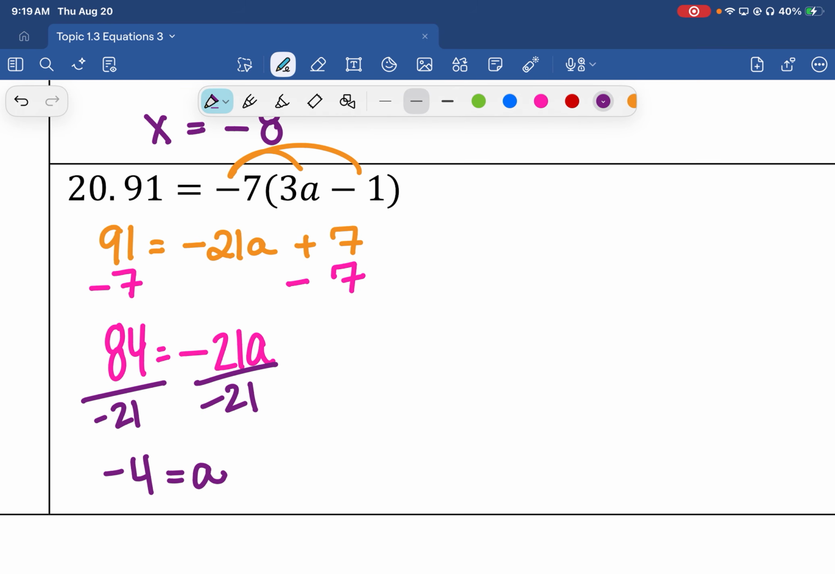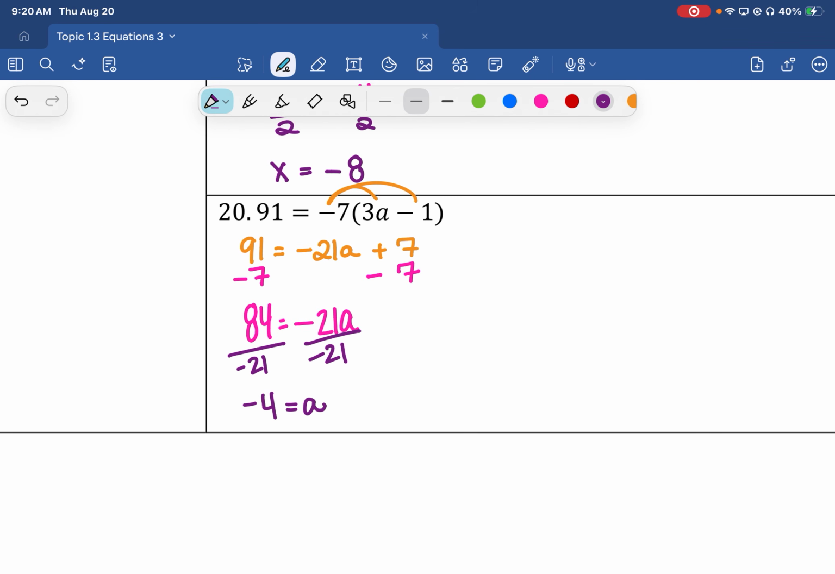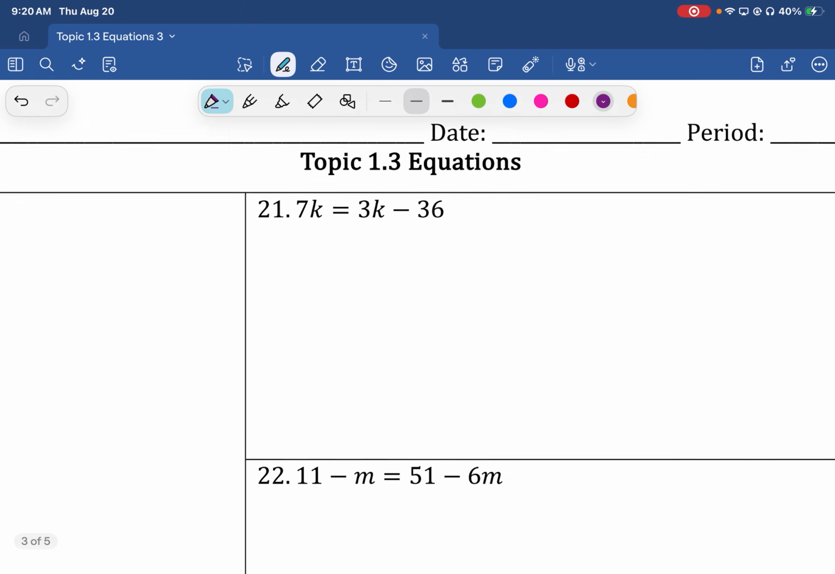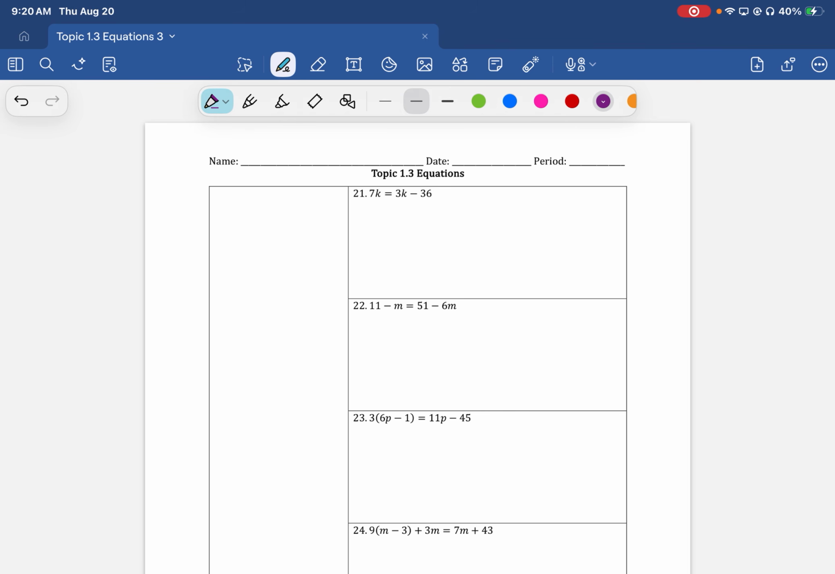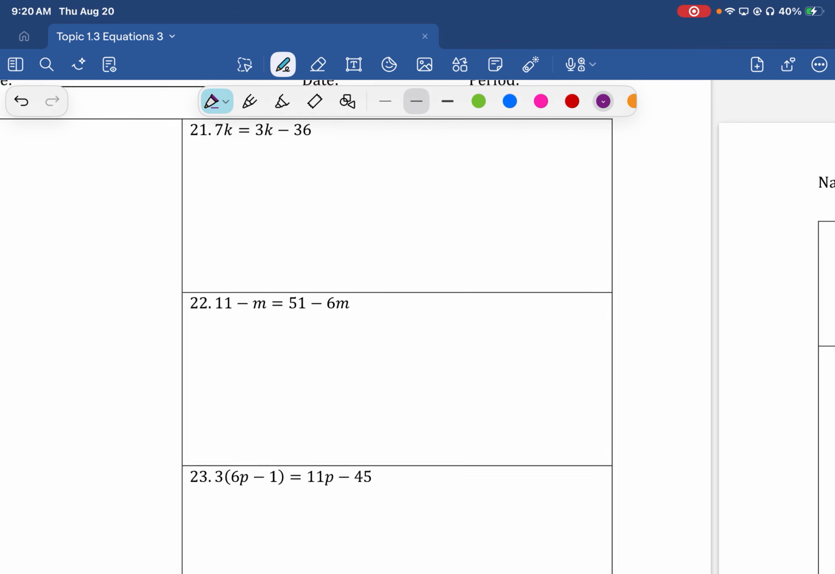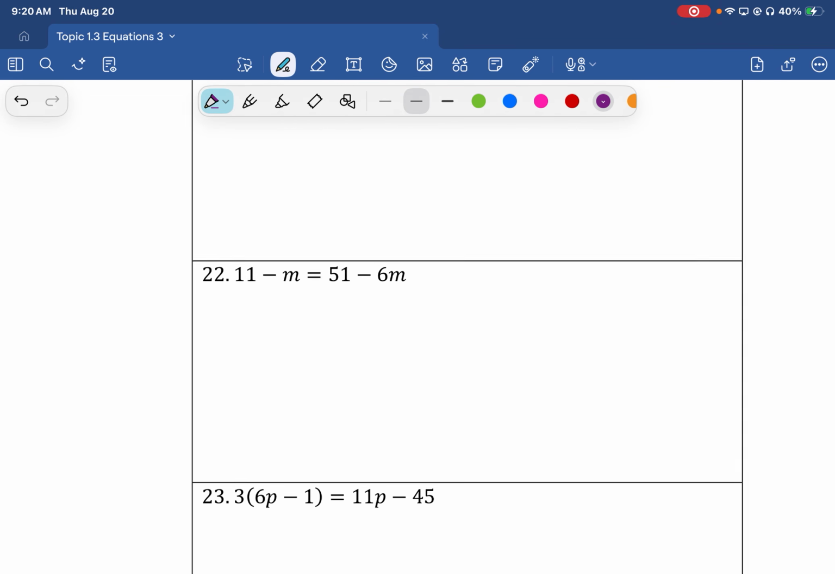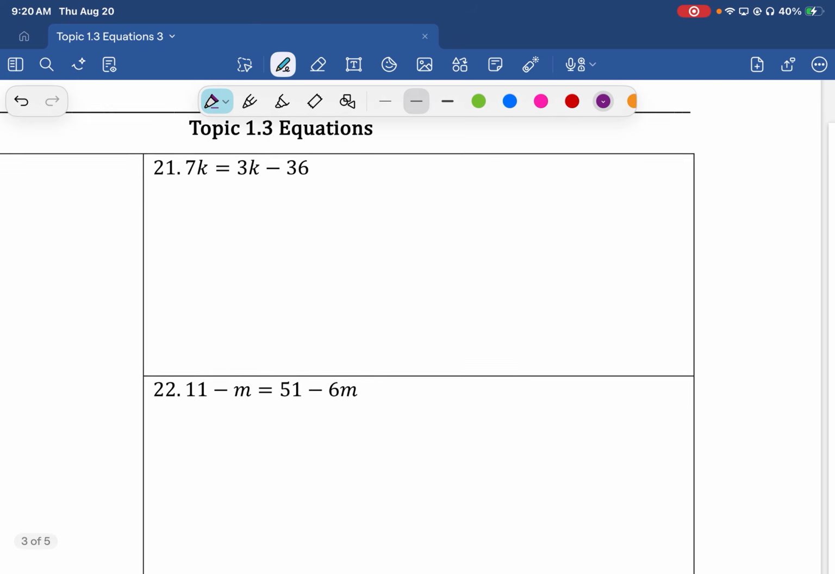All right, I want us all to flip to the back. On the back, I want y'all to go ahead and do 21, 22, and 23. Do 21, 22, and 23 for me.